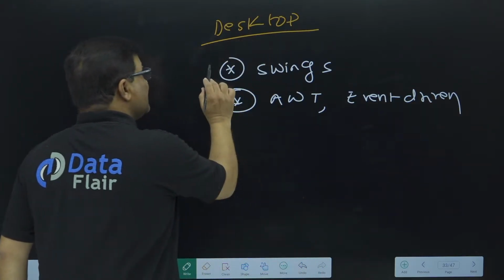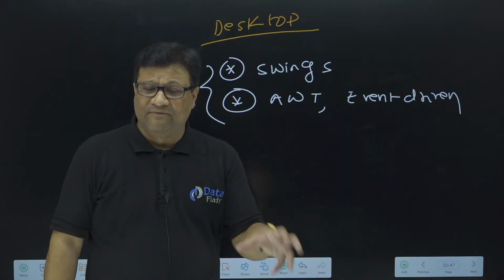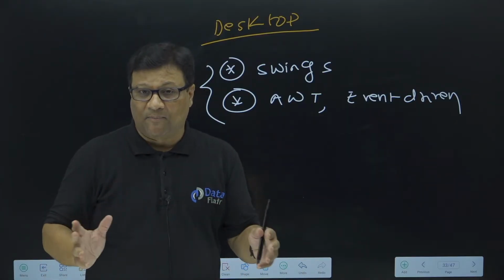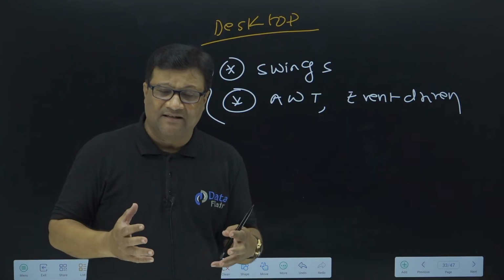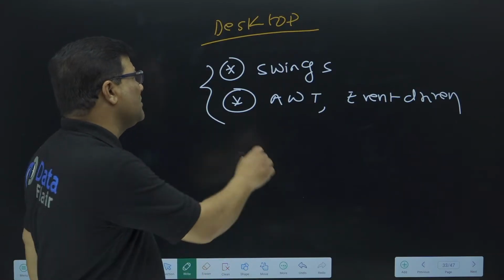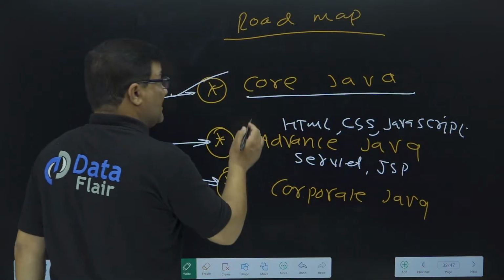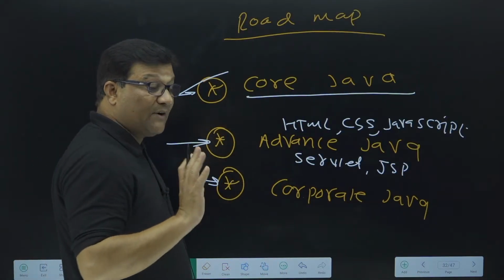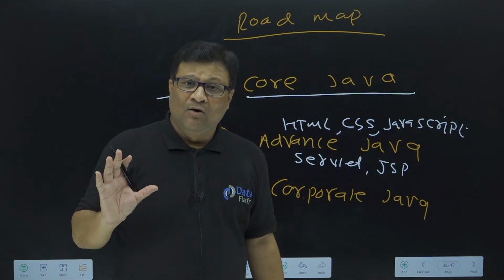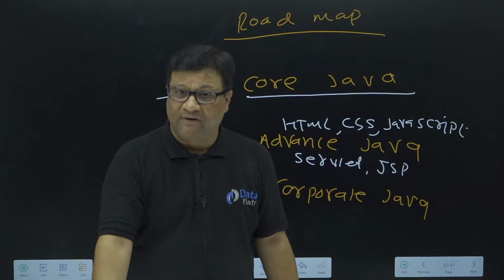So these topics, AWT, Swing, and event programming, are what we use in Java for desktop applications, to make a standalone application in Java. That is again a part of core Java, and in core Java I'll cover all of this. So core Java means the core fundamental concepts. All the concepts we'll learn first in core Java, and then we'll move to advanced Java.